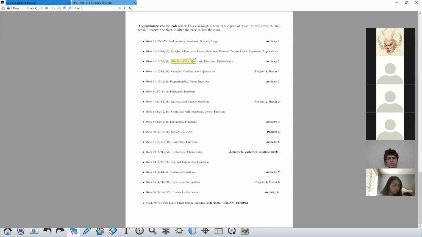The week after that, we're going to talk about absolute value. We're going to introduce quadratic functions and this concept of the discriminant. You can see there's going to be a lot of topics here. I'm not going to read through all of them, but each week I'll list the important things that are going on. Of course, there will be a homework associated with each class.